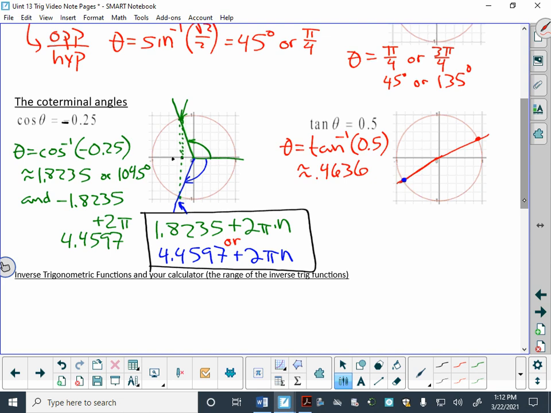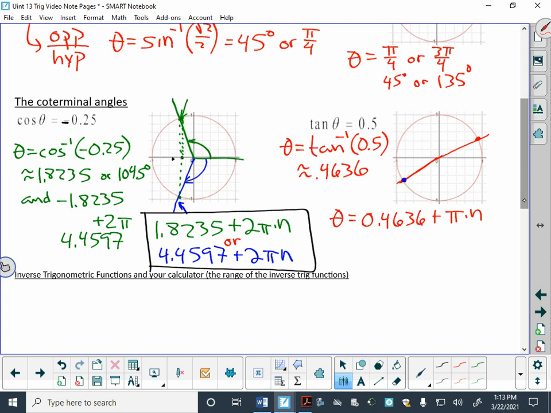That's the radian measure of that angle. And I can see that the other one is going to be exactly halfway around the circle from it. So halfway around the circle is pi. So if I added pi onto this, in fact, for tangent, I can say that the angle you're looking for is 0.4636 plus pi times n, because it's every half a circle from there.